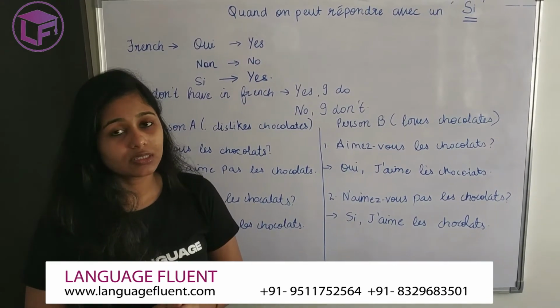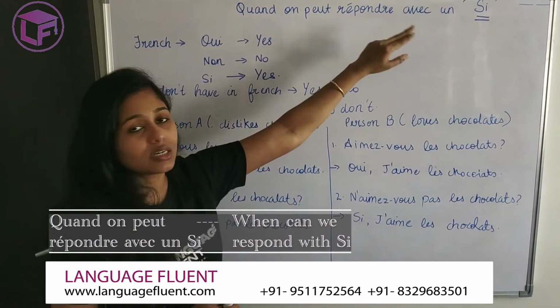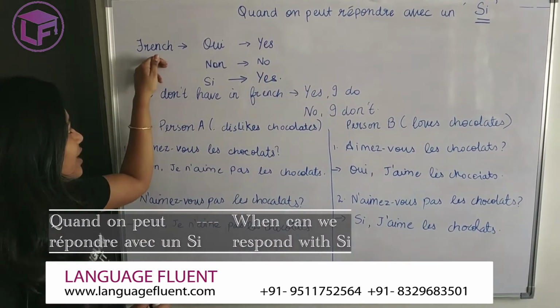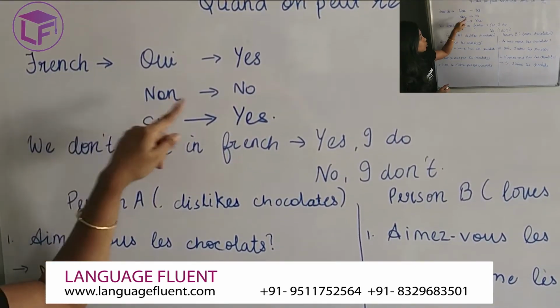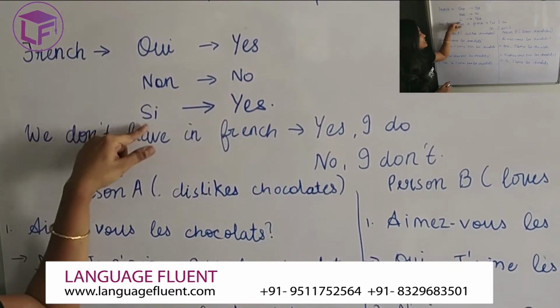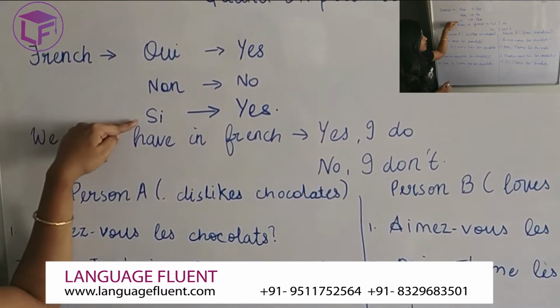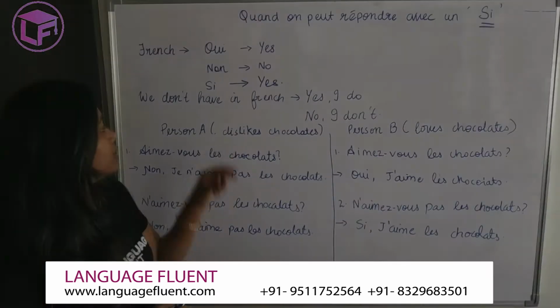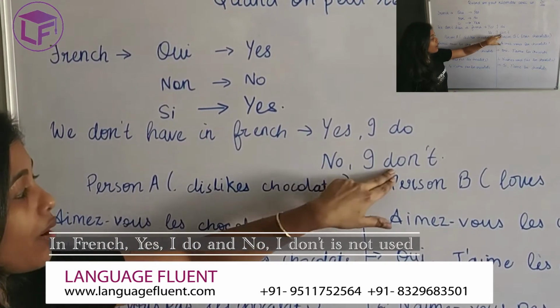I'm your French professor and today we are going to learn when we can respond with a si. In French, we have oui, which means yes, non, which means no, and si, which also means yes. So when do we use oui and when do we use si? In French, we do not have "yes, I do" and "no, I don't."